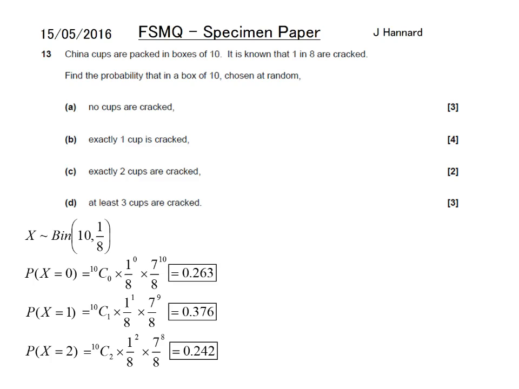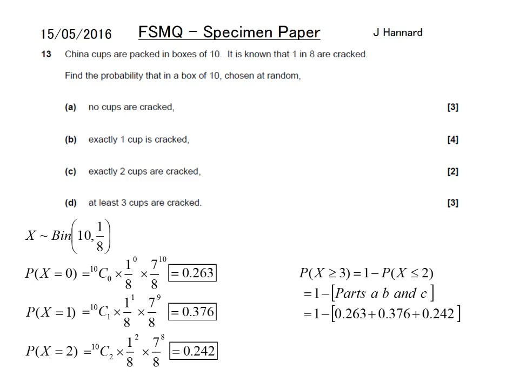And the last bit, at least 3 cups are cracked. Well, P of X greater than or equal to 3 is the same as 1 minus the P of X less than or equal to 2. So less than or equal to 2 means 2, 1 and 0, and we've worked them out in A, B and C, so we'll shove them through and we'll get that, which is that. And job done. You got yourself 12 marks for not much work if you know your binomials.